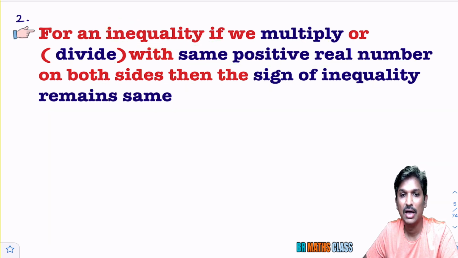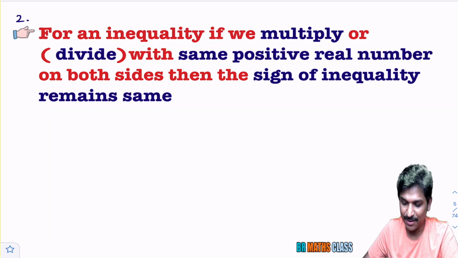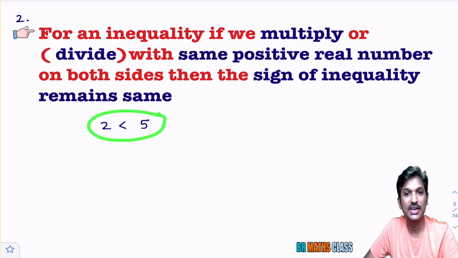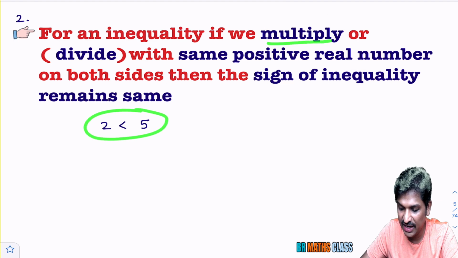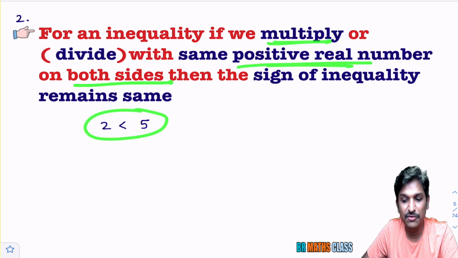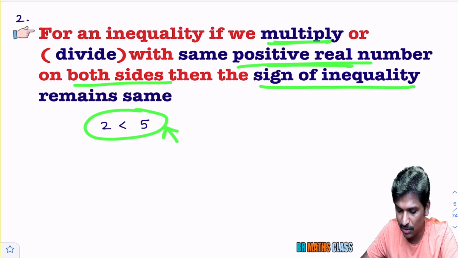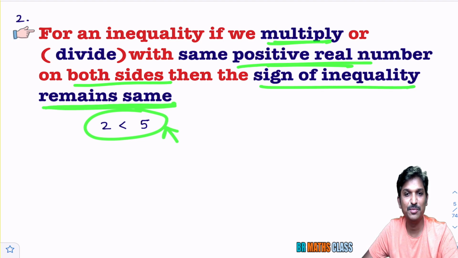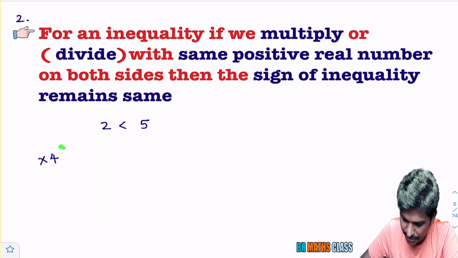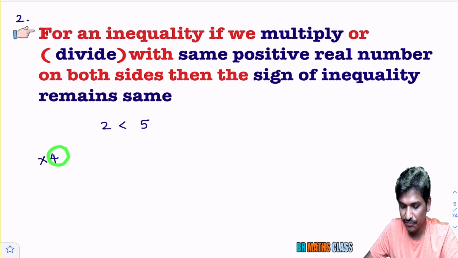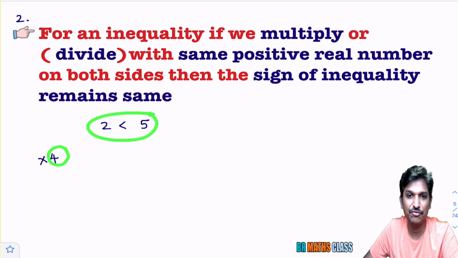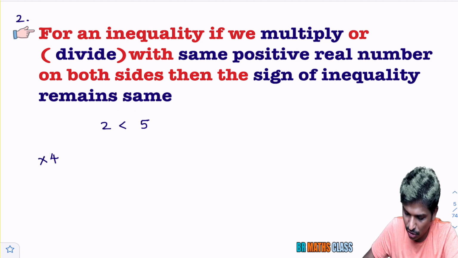I hope you understand. I'll try to explain this with an example. You observe here, I consider one inequality, 2 is less than 5. Now for this inequality, I'll multiply with a positive real number on both sides. This property says that the sign of inequality remains the same, meaning greater than remains greater than only, less than remains less than only. You observe, 4 is the positive real number. I'll multiply with 4 on both sides.